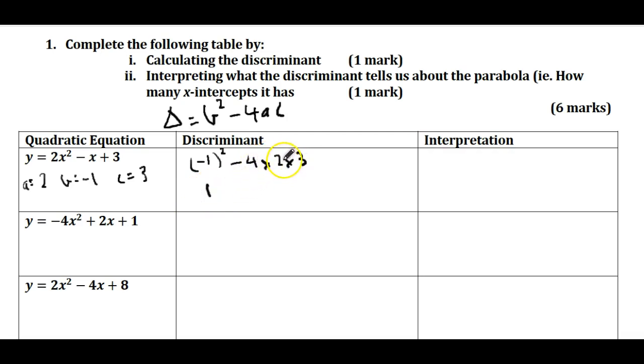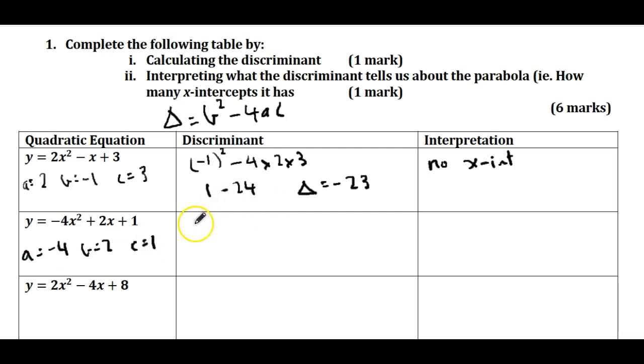4 times 2 is 8. 8 times 3 is 24. So your discriminant is equal to -23. Remember, when it's less than 0, there are no x-intercepts. All right, the next one. A equals -4, B equals 2, C equals 1. So let's plug that in.